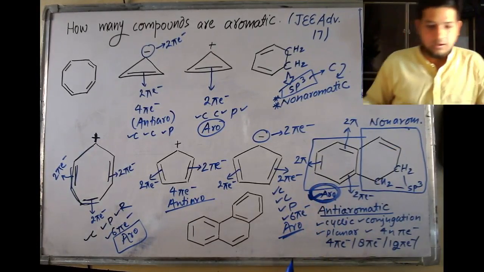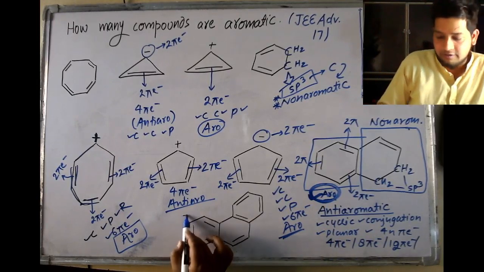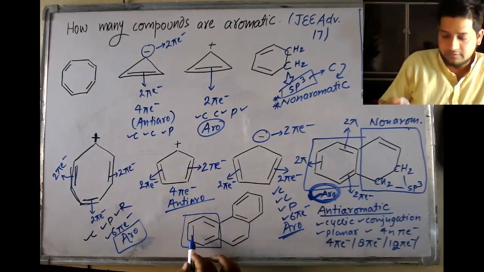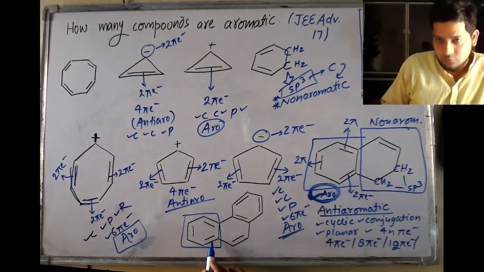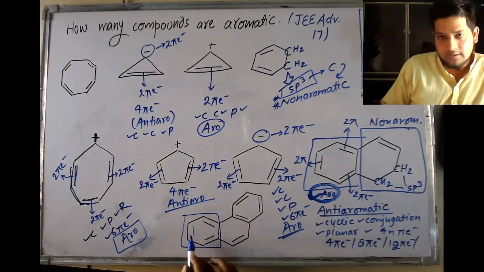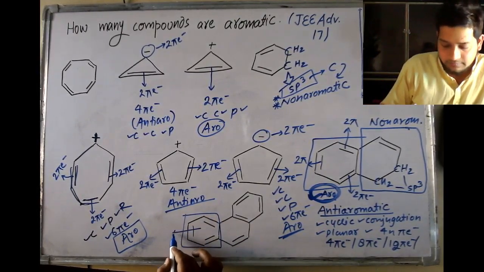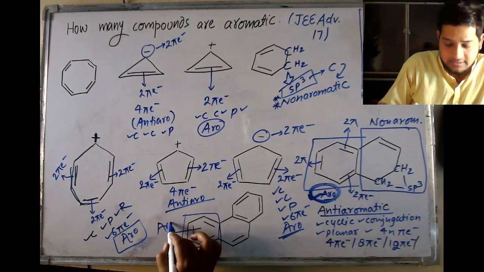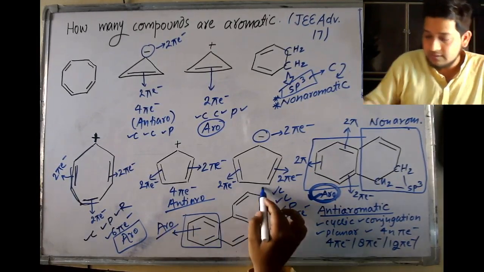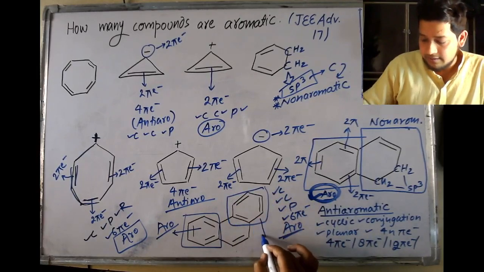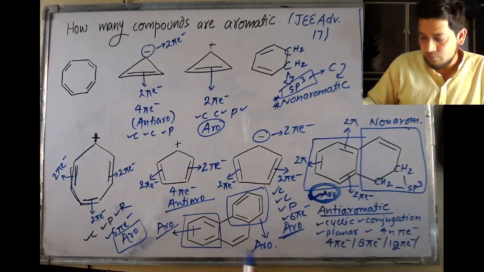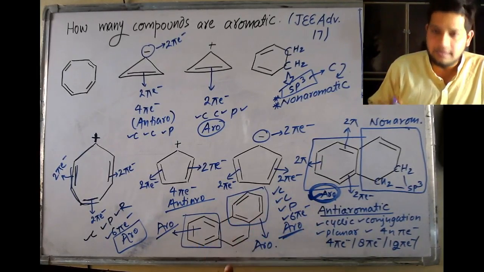Okay. Now what we are left with is this one. If we consider this ring, look here, 2 pi, 2 pi, 2 pi, 2 pi, 2 pi, 2 pi, cyclic planar, cyclic planar, cyclic planar. So all the conditions are satisfied. This part is aromatic. Now consider this part. Again, aromatic. So overall, this molecule can be considered aromatic.